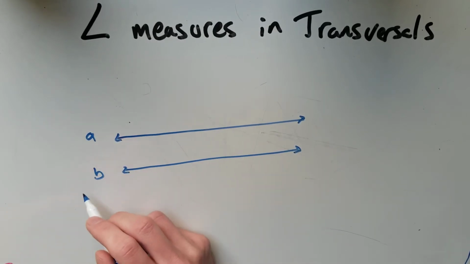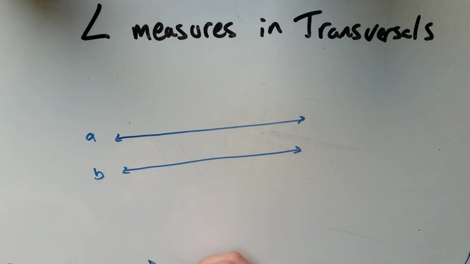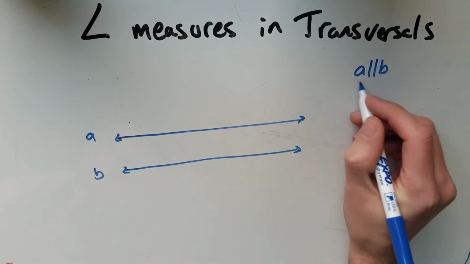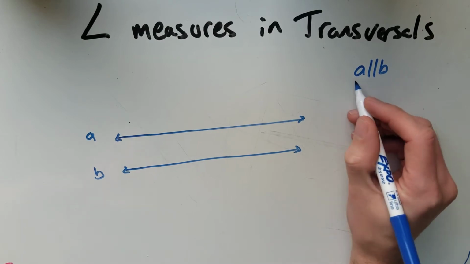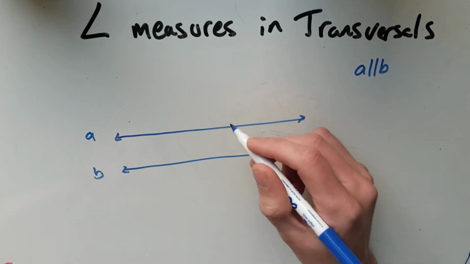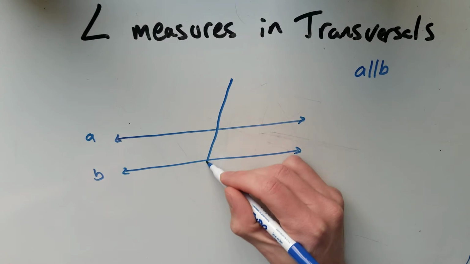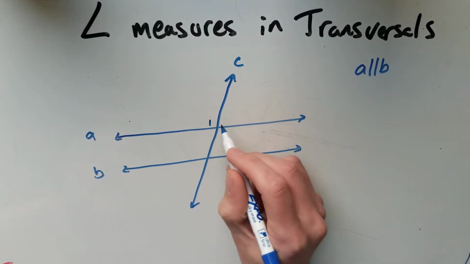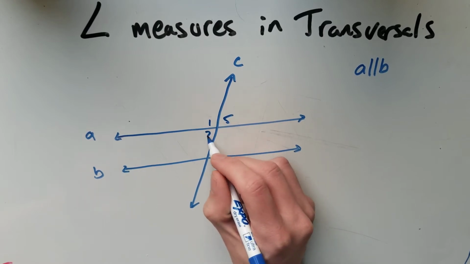If these two lines are cut by a transversal, and these two lines are parallel, and you might see this symbol in that slide, that means they're parallel. So A is parallel to B. If these two parallel lines are cut by a transversal C, then some really special things happen.